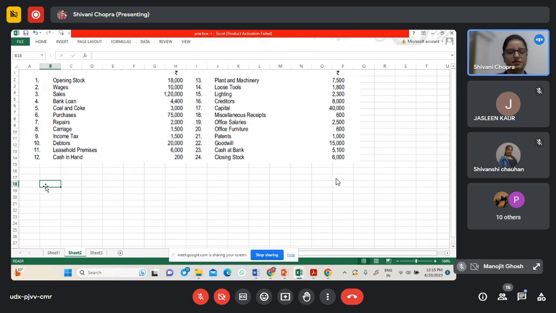So let's start. Right? So we'll prepare a trial balance here. I'll not stick to the format. My aim is to discuss to make you feel that you can prepare a trial balance, okay?